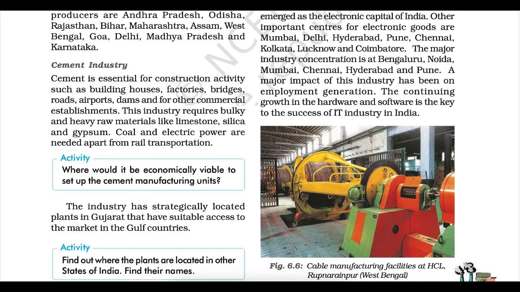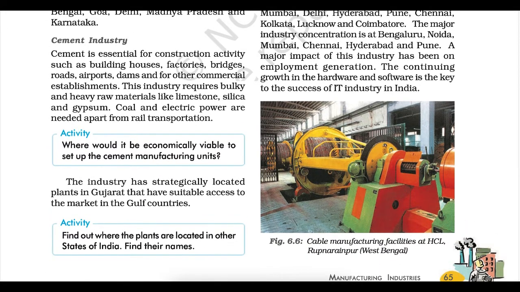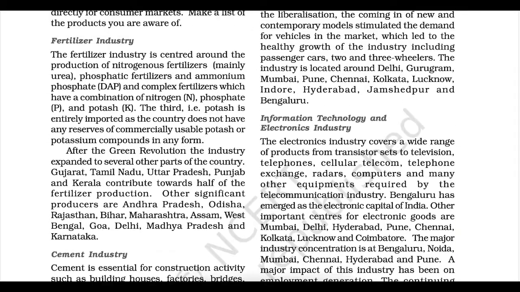Cement industry. Cement is essential for construction activities such as building houses, factories, bridges, roads, airports, dams, and for other commercial establishments. This industry requires bulky and heavy raw materials like limestone, silica, and gypsum. Coal and electric power are needed apart from rail transportation. The industry has strategically located plants in Gujarat that have suitable access to the market in the Gulf countries.